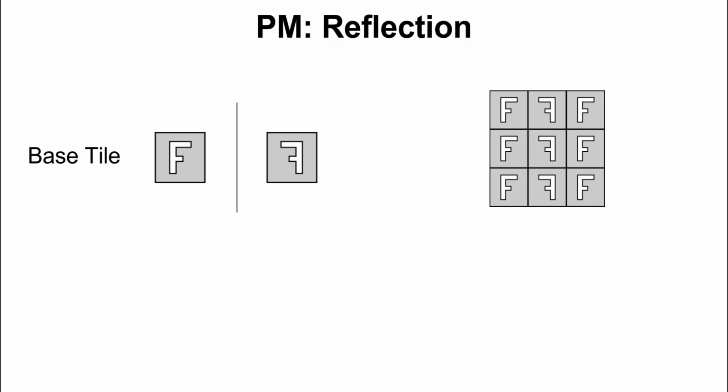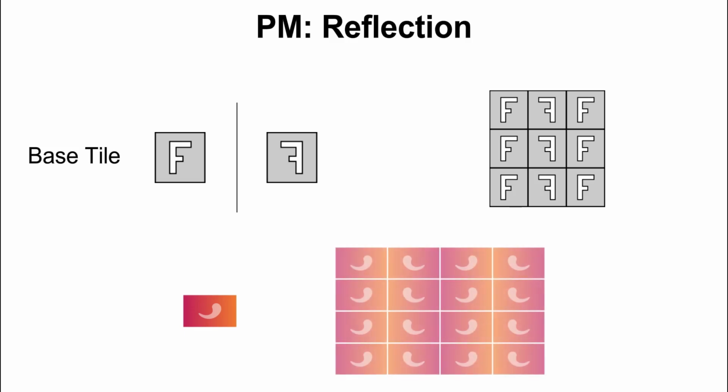The PM symmetry includes translation and reflection across a line, but no rotation. The base tile is mirrored across a line as it repeats. Starting with this base tile, the first tile is reflected to form the second, and the second tile is mirrored again to form the third, continuing the pattern. If we start with this base tile and select PM, the 4x4 result will be like this.